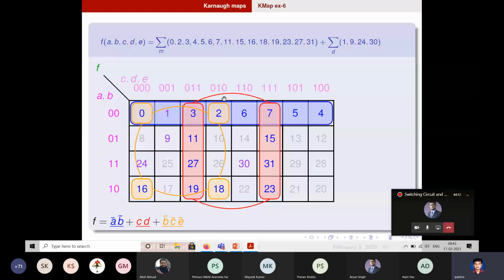Sir, the red one, will it not be DE? It will be D. Wait, let me see. What is the constant? D is constant. Yes, it should be D. Sorry, this is a mistake. I'll note it down. This should be D.